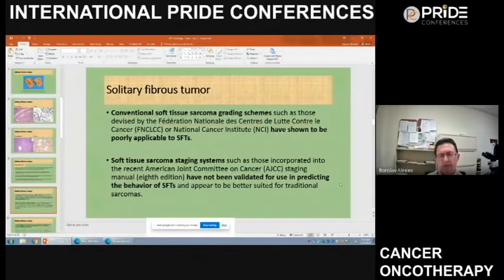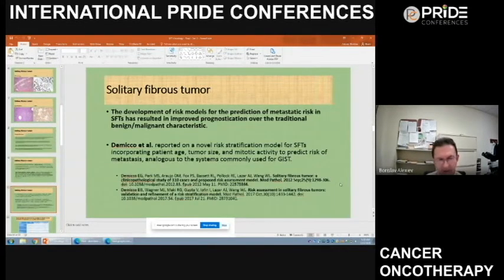The existing soft tissue sarcoma grading systems like the FNCLCC and the NCI have been shown to be poorly applicable for SFTs, and also the soft tissue sarcoma staging system incorporated in the latest AJCC staging manual, the 8th edition, has not been validated for use in predicting the biologic behavior in SFT.